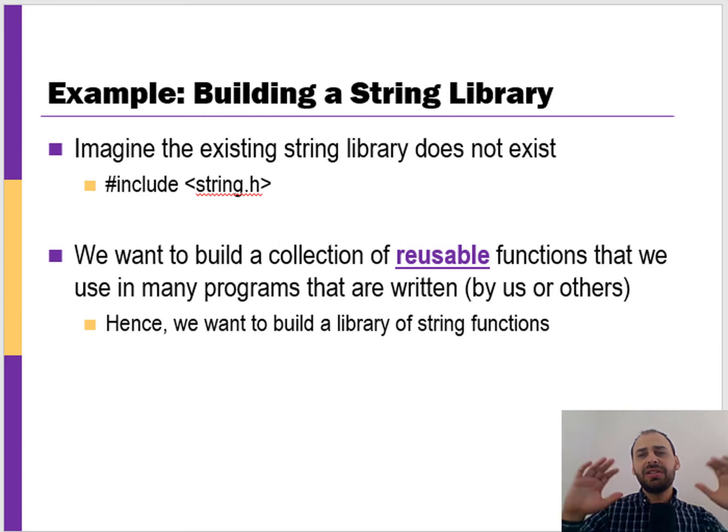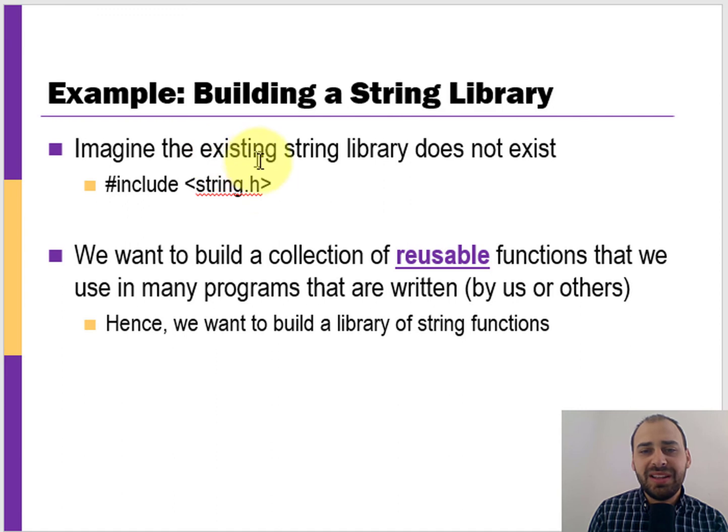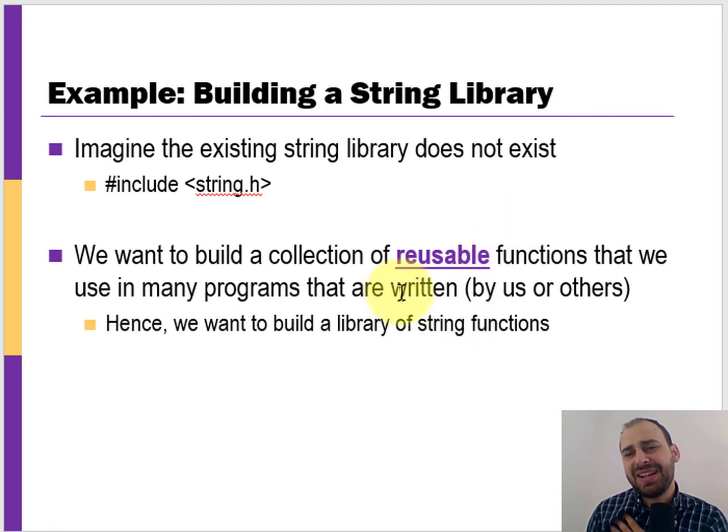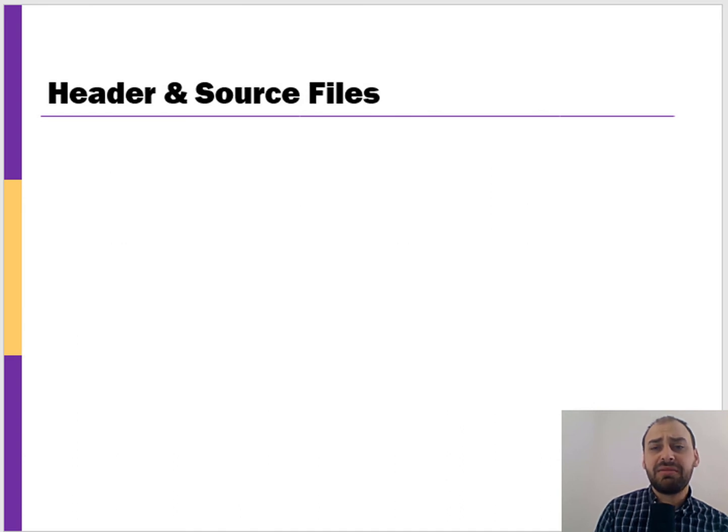Here's the mindset going into this video. We're going to assume that the string library doesn't exist, so we're not going to use this string library here. We're going to assume it doesn't exist, and we're going to build one that contains just a couple of functions as examples. We're going to build our own little string library, and we're going to see how this works. We're going to have 3 files to make this work.